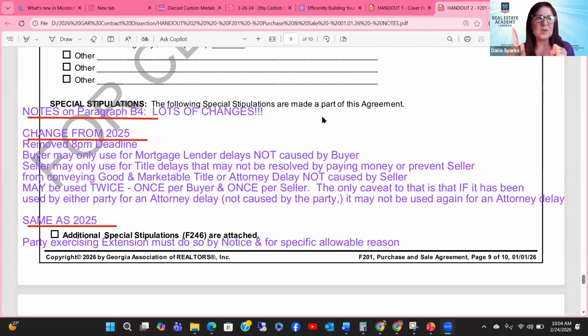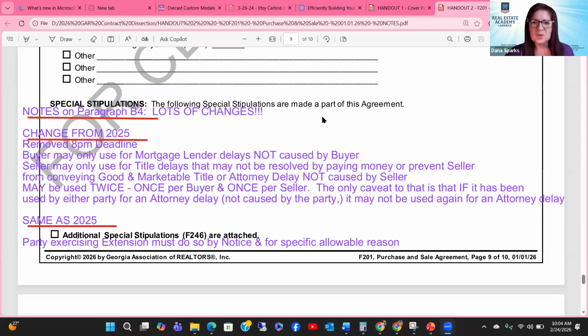The buyer can only use it if there's a mortgage delay not caused by them. The seller can only use it if there is a seller delay, as long as it's not something like a lien where they can just pay it off and convey good and marketable title. That means this is a huge change from last year. That means the 8-day unilateral right to extend a contract may now be used twice, once per buyer and once per seller. Again, the caveat is that if it has been used by either party for an attorney delay not caused by the party, it may not be used again for an attorney delay.